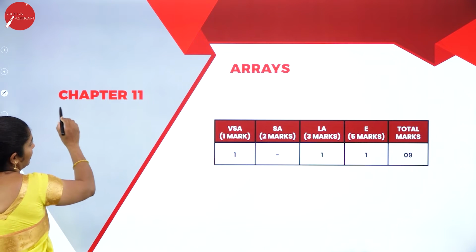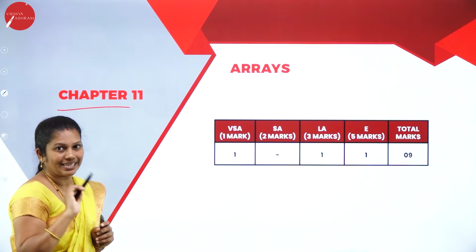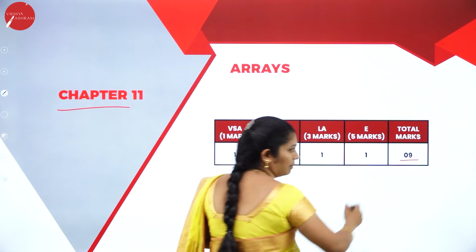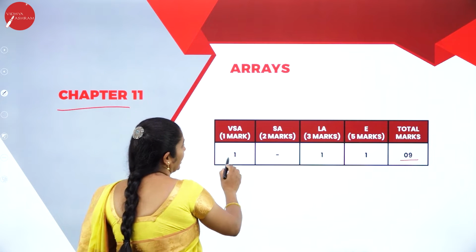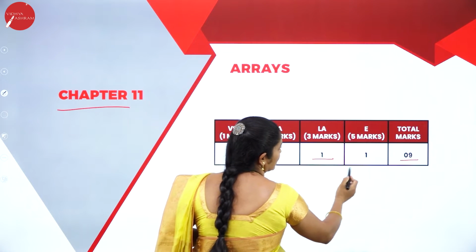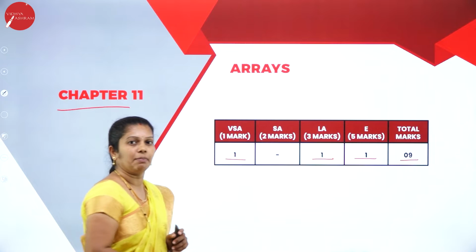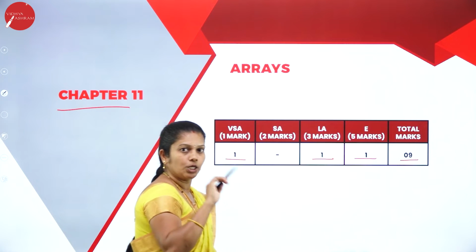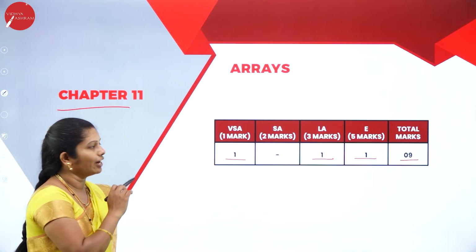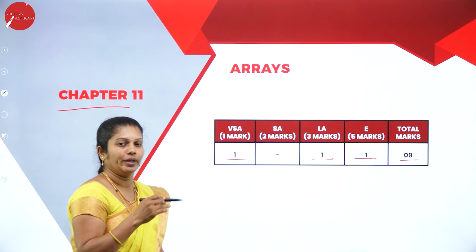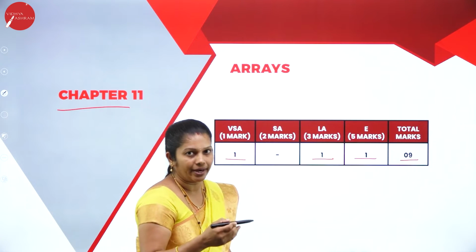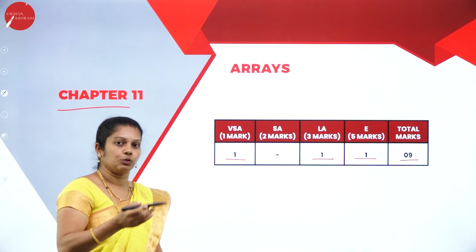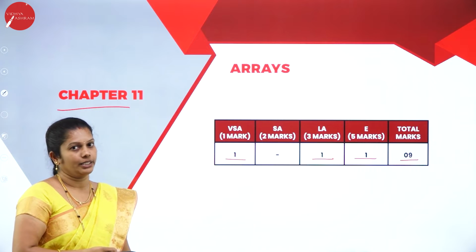The next chapter, that is chapter 11, is arrays. Here also the total weightage in the annual exam will be 9 marks. Out of 9 marks, in part A 1 question, in part C 1 question, as well as in part D 1 question. Here 1 mark, 3 marks, 5 marks, totally 9 marks you will get from this chapter. Here also you will get questions like what do you mean by arrays, how to access the array element, or how to display the array elements, types of arrays. Regarding that, you will get the questions.